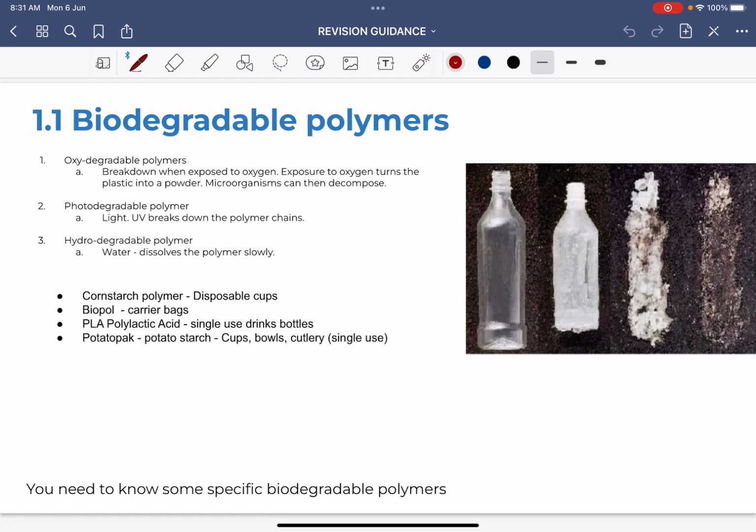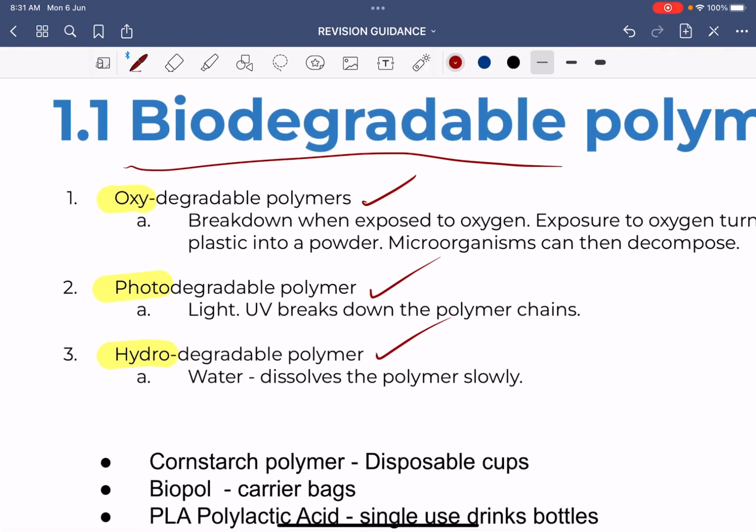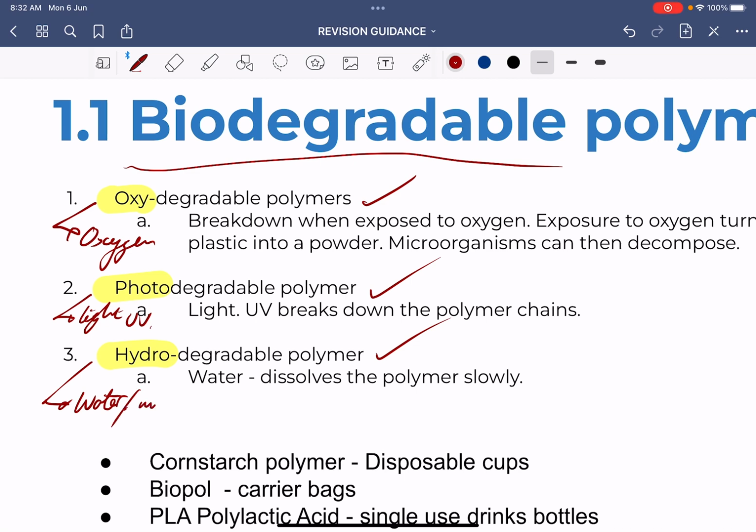So biodegradable polymers. So what we've got here is a group of polymers that will break down when they're exposed to certain elements. Now, there's different types. We've got oxo-degradable polymers, photodegradable polymers, and then hydro. Now, the key is in the first part of the word there: oxo, photo, and hydro. So the meaning of these words here is oxo refers to oxygen. Photo means light, or in this case, UV. Hydro refers to water, or actually just moisture generally.